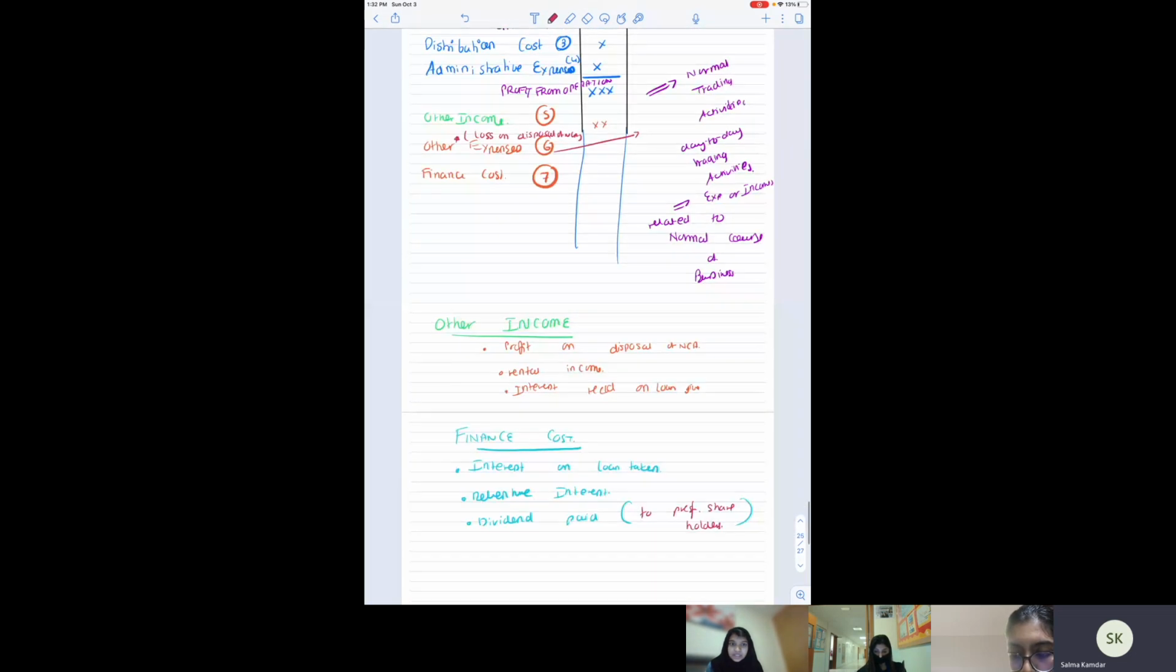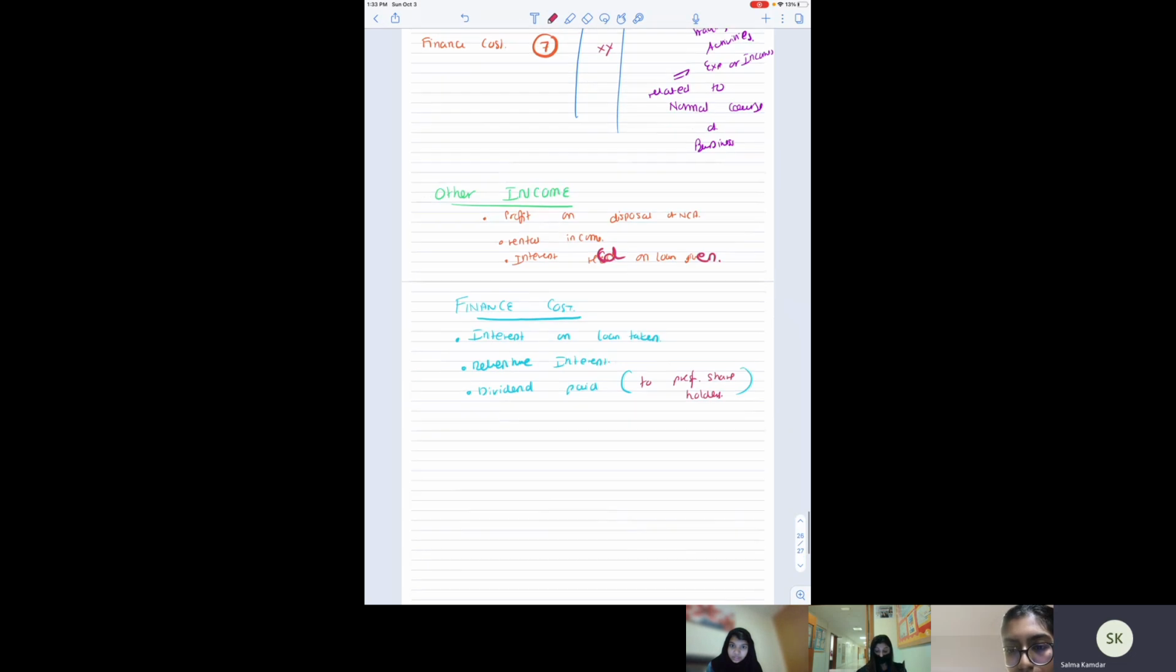Miss, the second one is revenue or rental income? Rent interest received. Yeah, the finance cost, second point: debenture interest. Debentures are loans that you take. Okay.